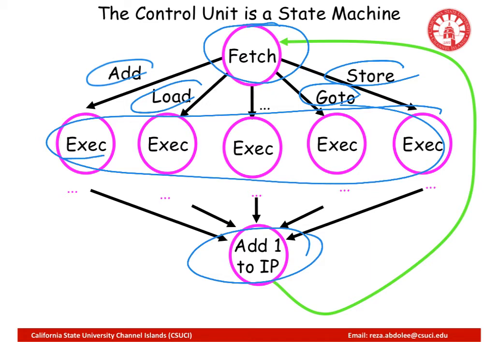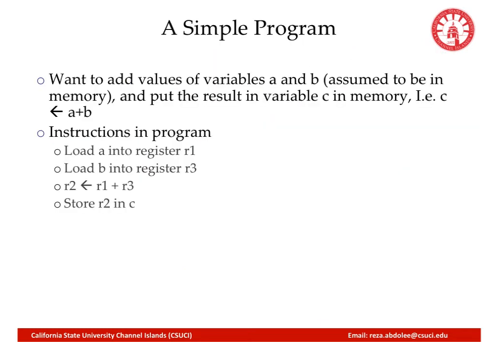Once that is done, it goes to the repeat state. In this state, it adds the value 1 to the instruction pointer and then goes back to the fetch state, where it fetches the next instruction of our program that is stored in the RAM. To explain this concept, let's go through a simple program.